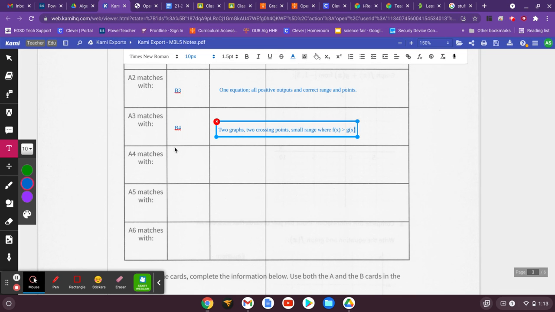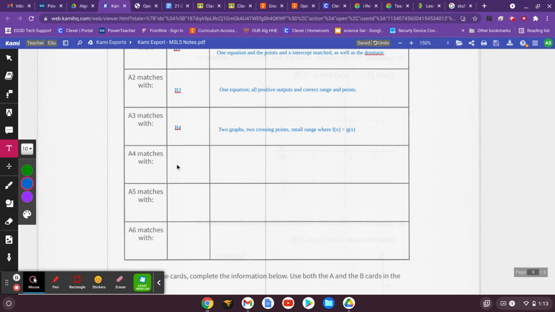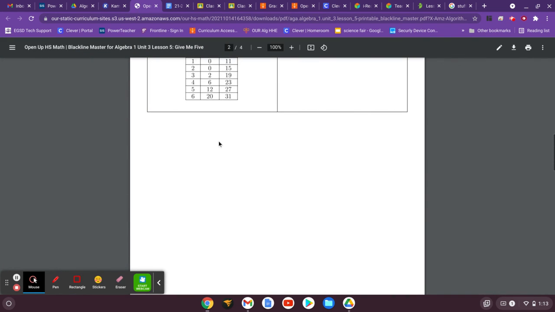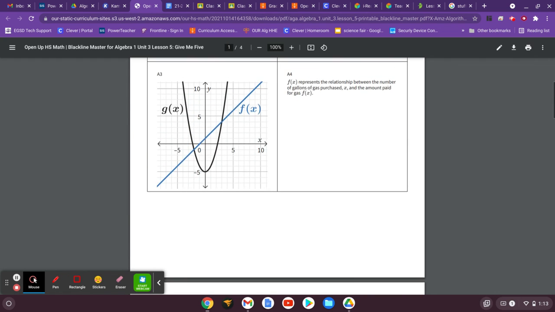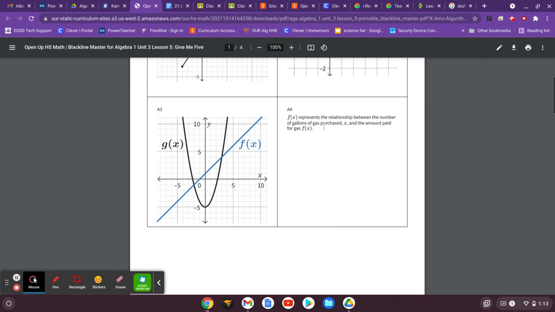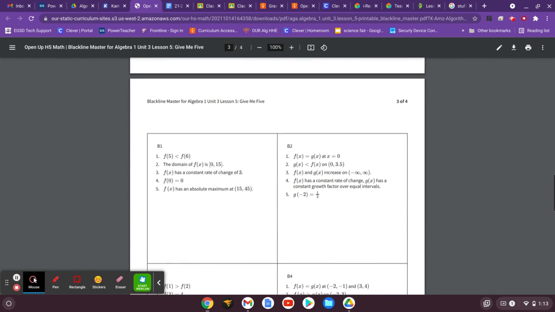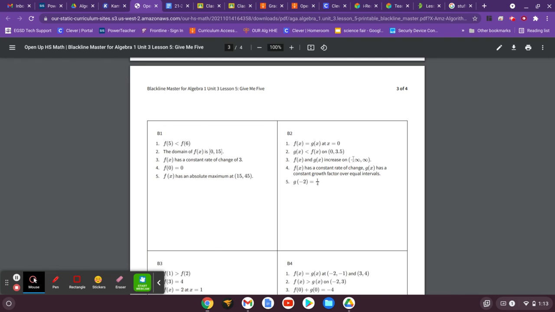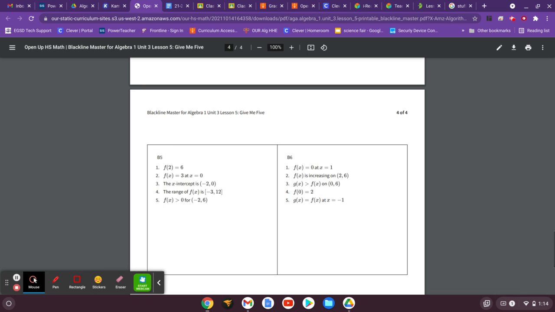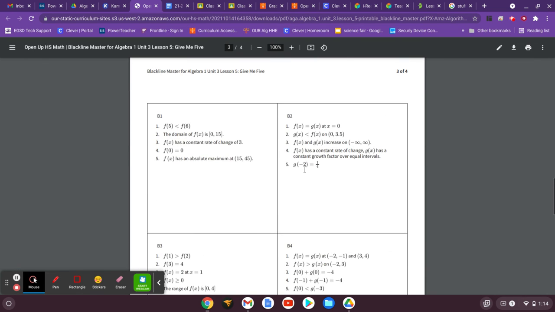All right. A4. Let's see what we've got here. f of x represents the relationship between the number of gallons of gas purchased, x, and the amount paid for gas, f of x. So that's only one equation. I think we only had one left that had one equation because we're down to 1, 2, and 6. And that one has 2, and 6 has 2. So I think we're at B1.